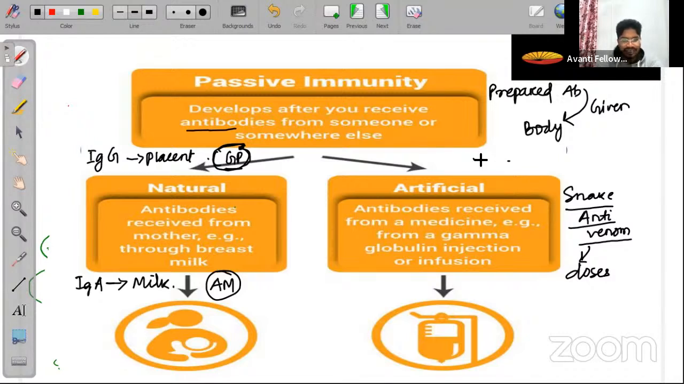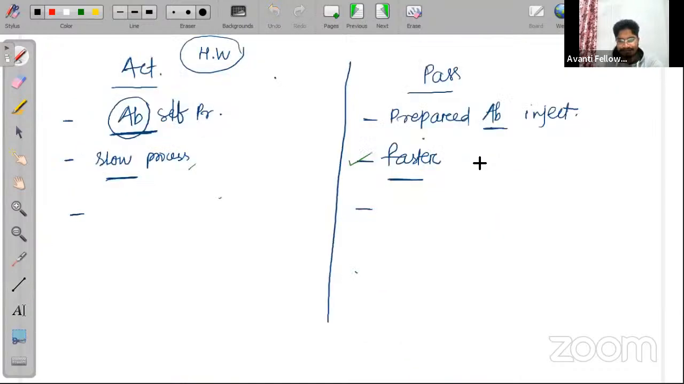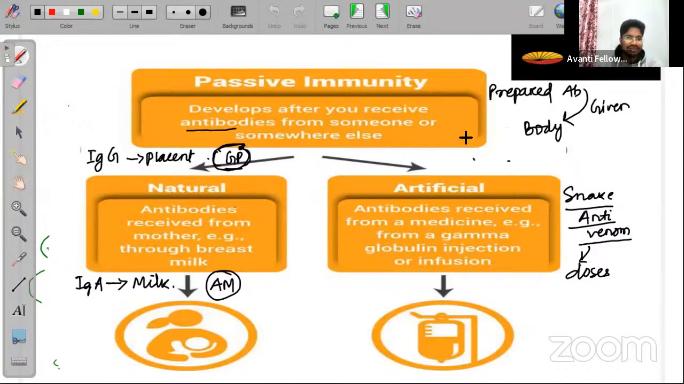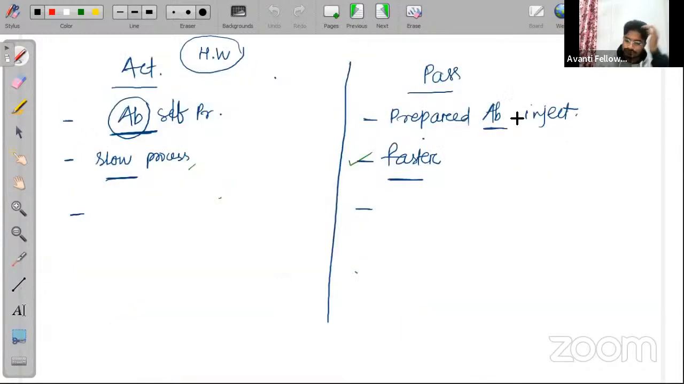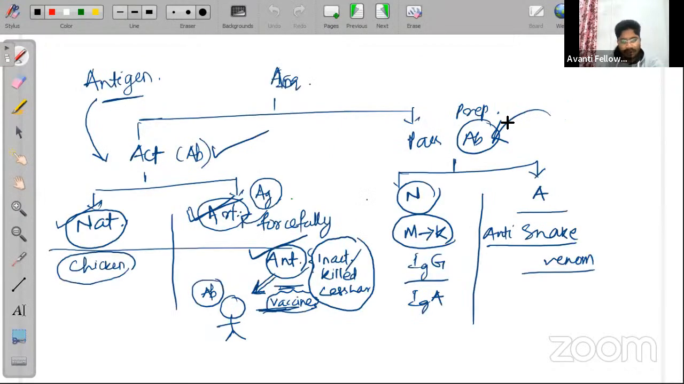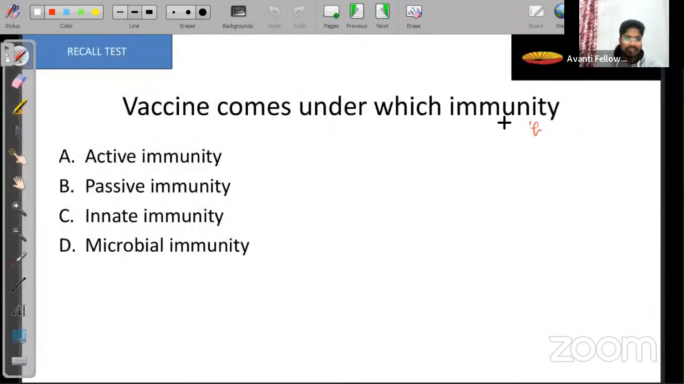I'm moving to the next slide. Well, I hope you have noted everything. If you have not noted, just let me know. Yes, this is done completely.